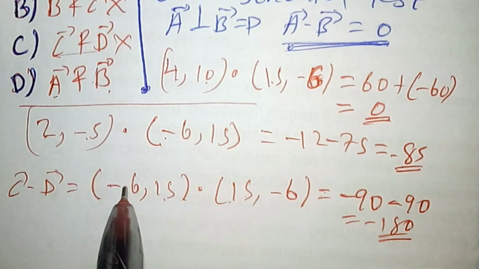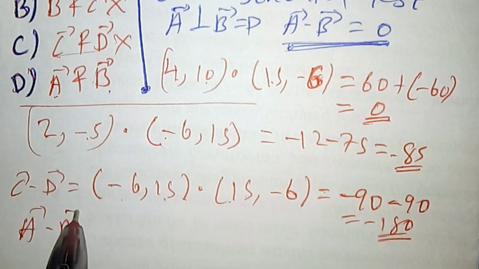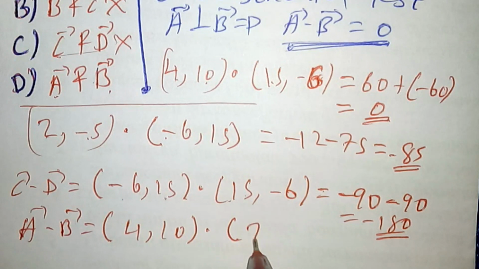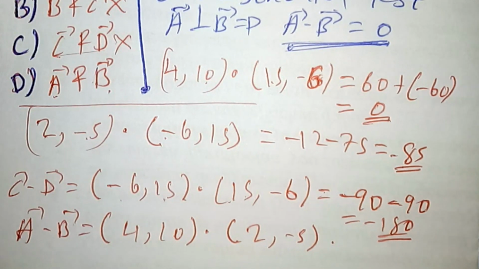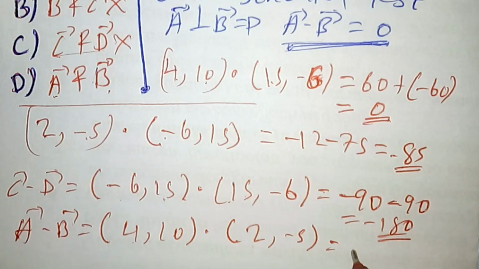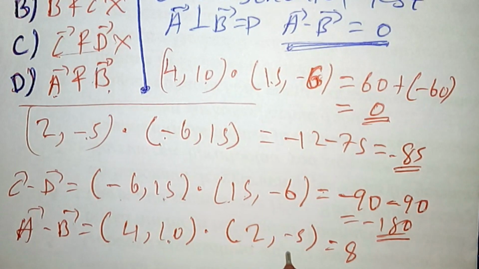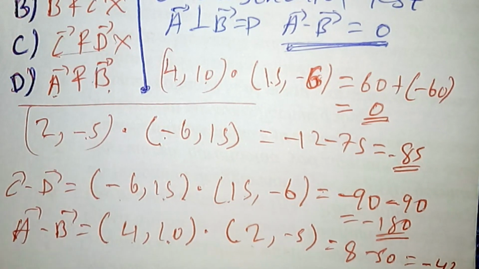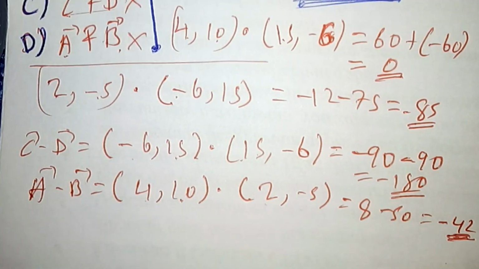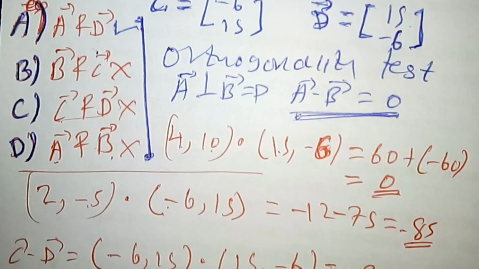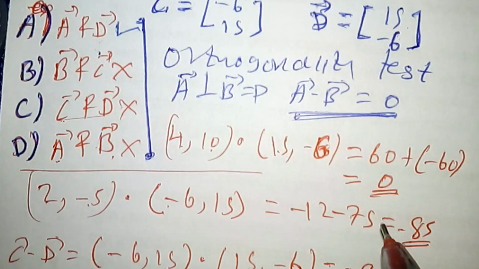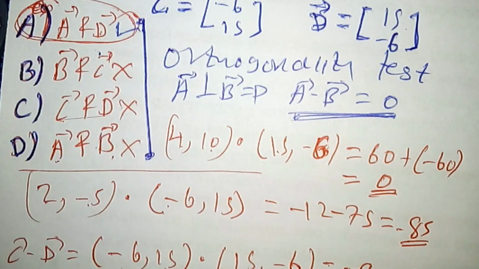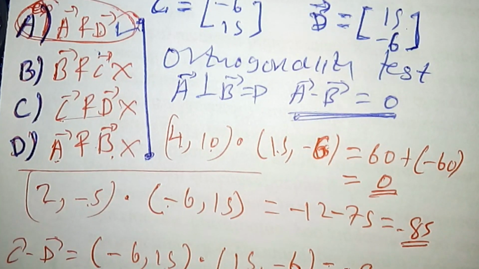Then we test A and B. A dot B: vector A is (4, 10) and vector B is (2, -5). So 4 times 2 is 8 and 10 times -5 is -50, so this is -42. It's also different from 0, so they cannot be orthogonal vectors. According to the given alternatives, the only pair that fulfills the orthogonality test is vectors A and D. So the answer is alternative A.